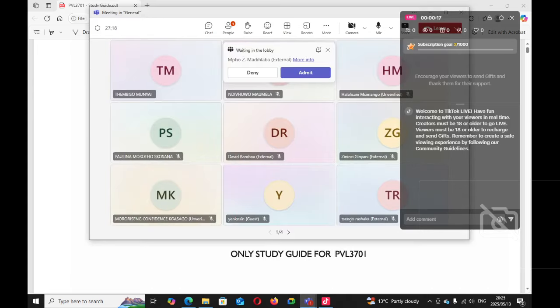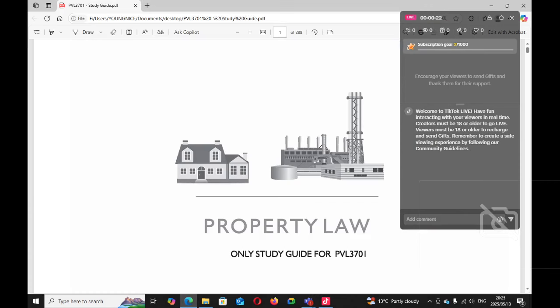Okay, let's start now, guys. I told you that we are retracing from the back, from where we started. We'll be retracing today until now.